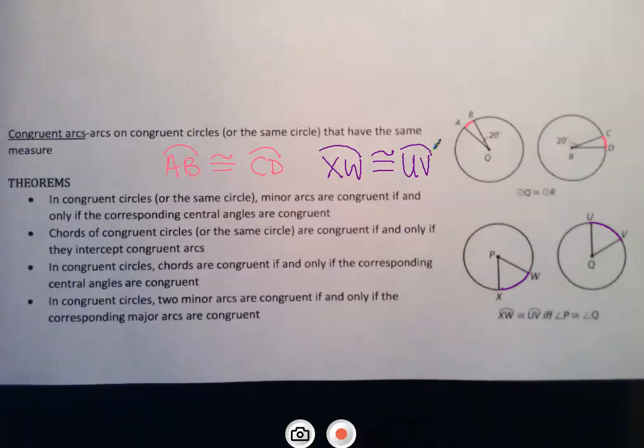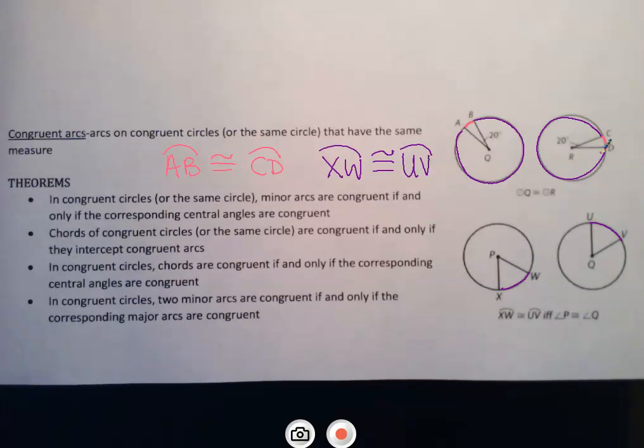It's harder to name them. But yes, we could look at the major arc across here. Those would also be congruent to each other. Okay, good. But we can't really name them because they don't have a third point on there to name them appropriately.